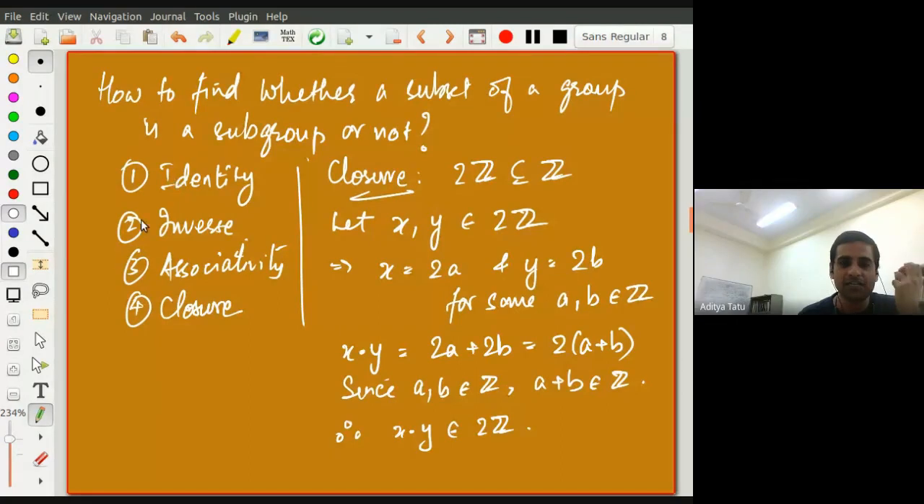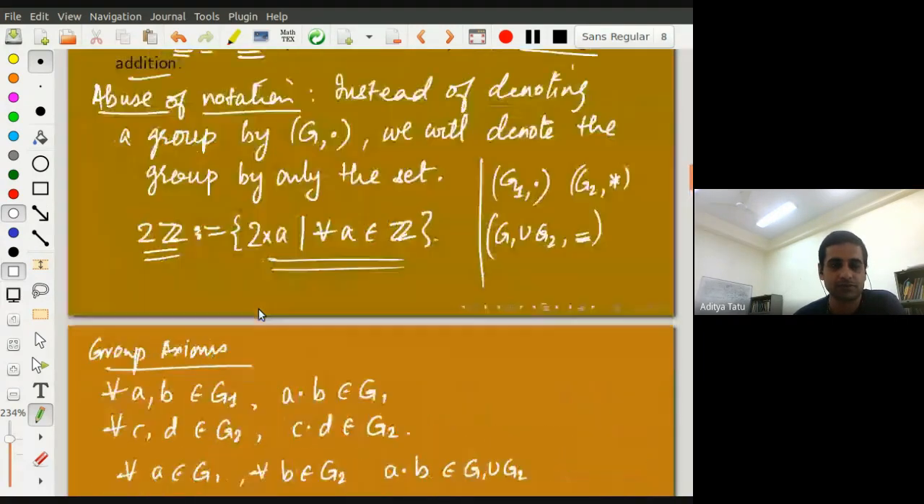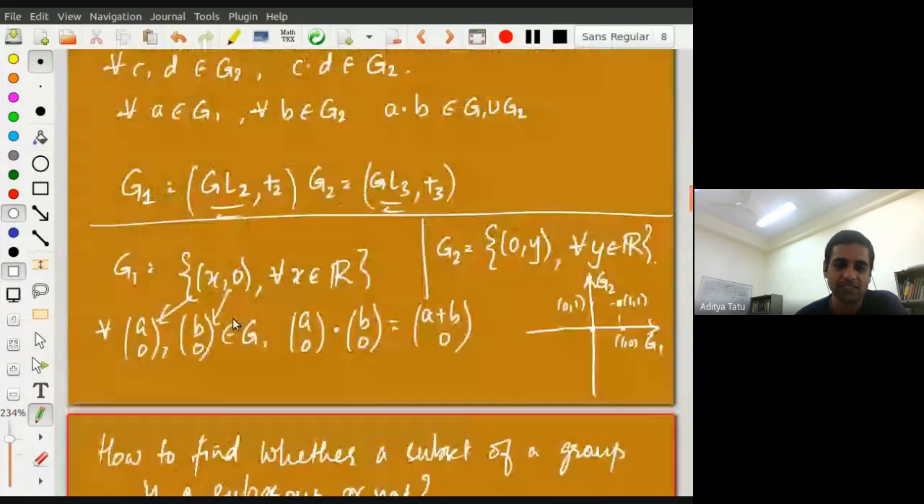Similarly, I think you can try the other three out: identity, inverse, and associativity. You should be able to write it in this way. But I guess the conclusion is foregone. We all know that the set of even numbers will form a group. So this is one example of a subgroup.